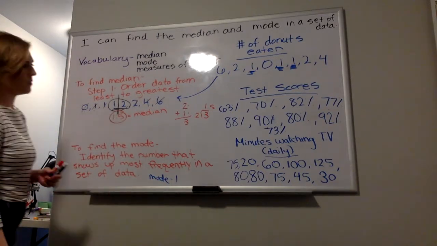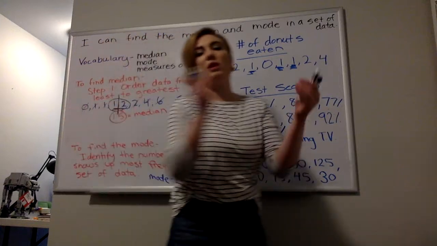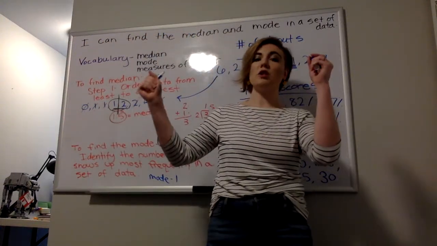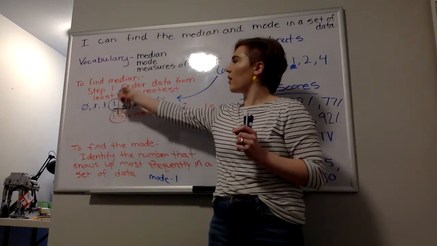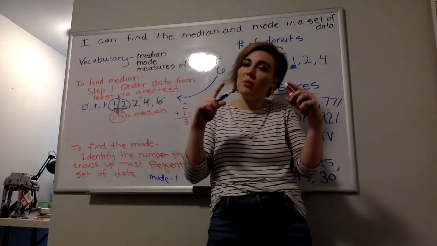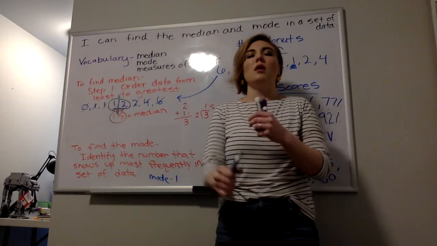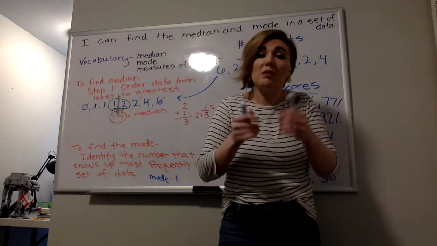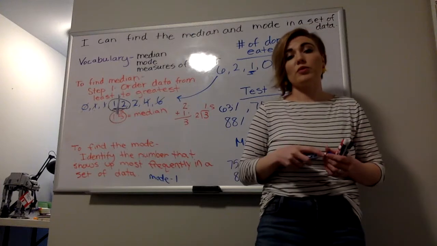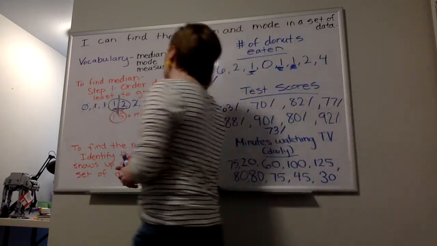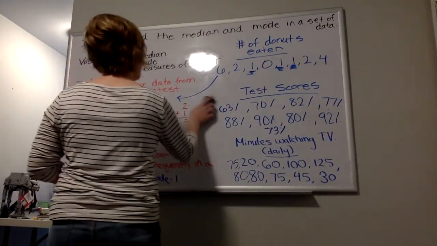Okay? So median, you list them from smallest to largest, and you see which number is in the middle. If it's an even number, you need to find out the average of those 2 numbers that are in the middle to find the median. If it's odd, it's just whatever number is in the middle. And then the mode is whatever number is showing up the most frequently. Okay? So I'm actually going to erase this.